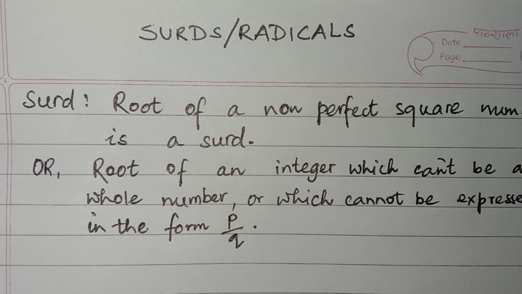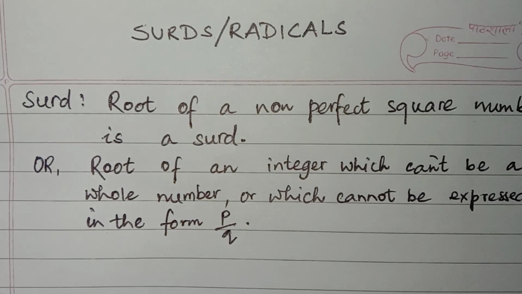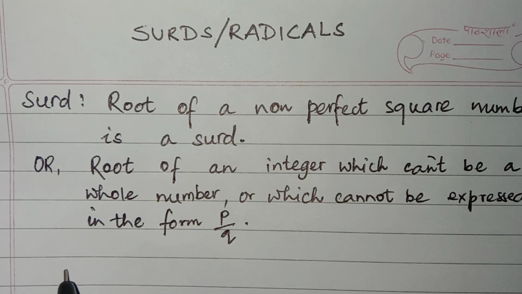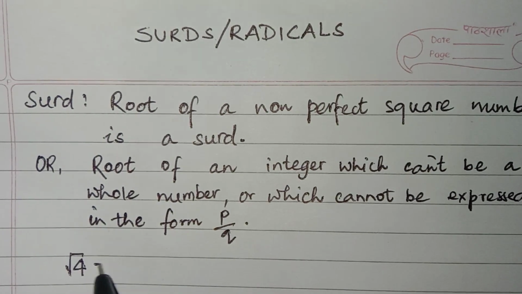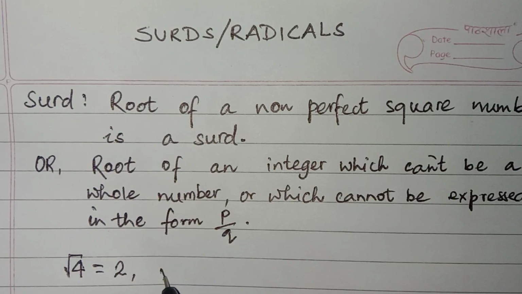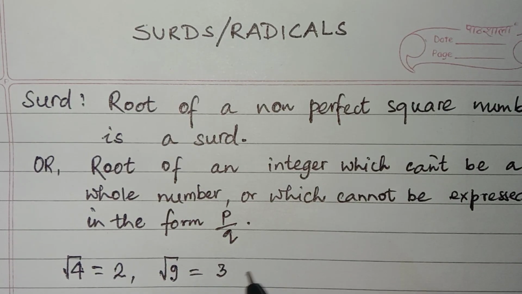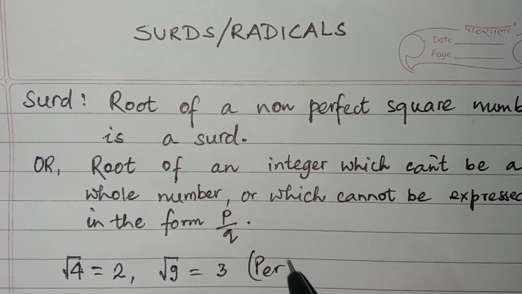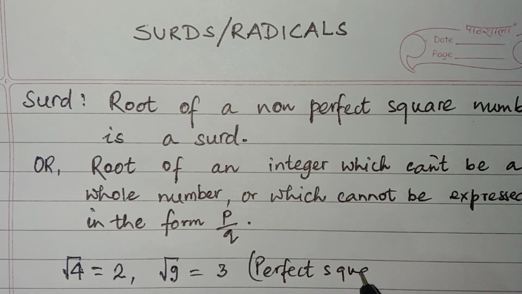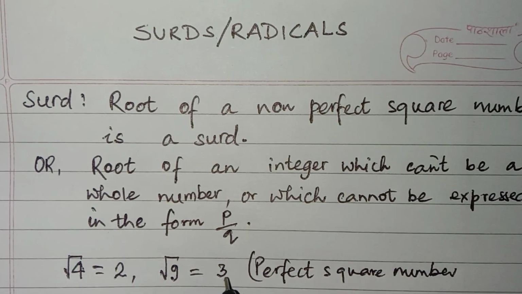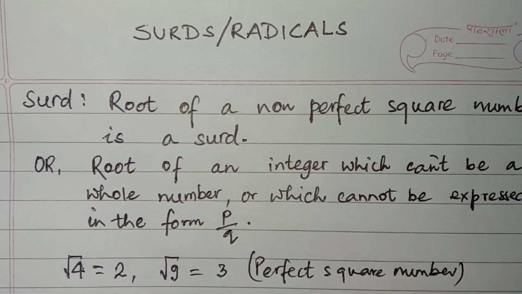Let's try to understand with some examples. Root 4 is 2, root 9 is 3. These are perfect square numbers, and these roots can be expressed as whole numbers, right? So these are perfect square numbers.